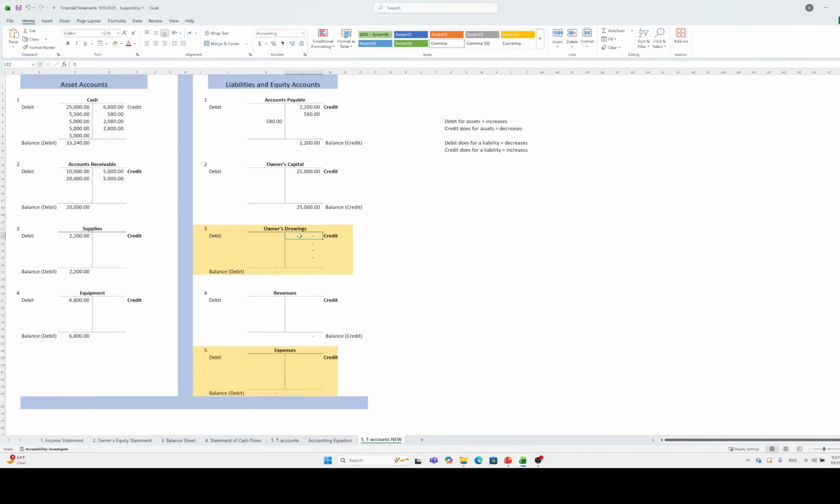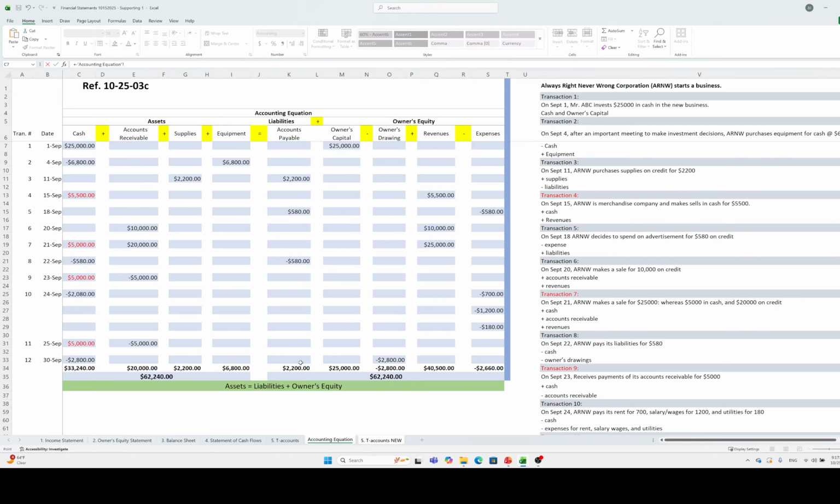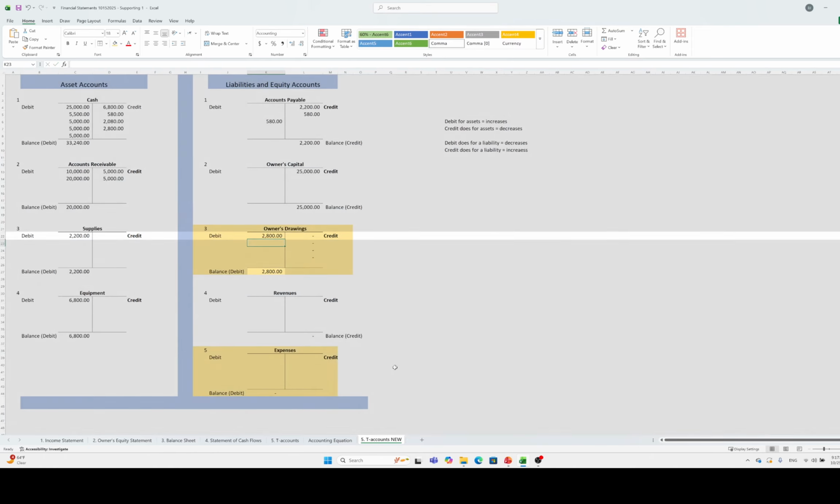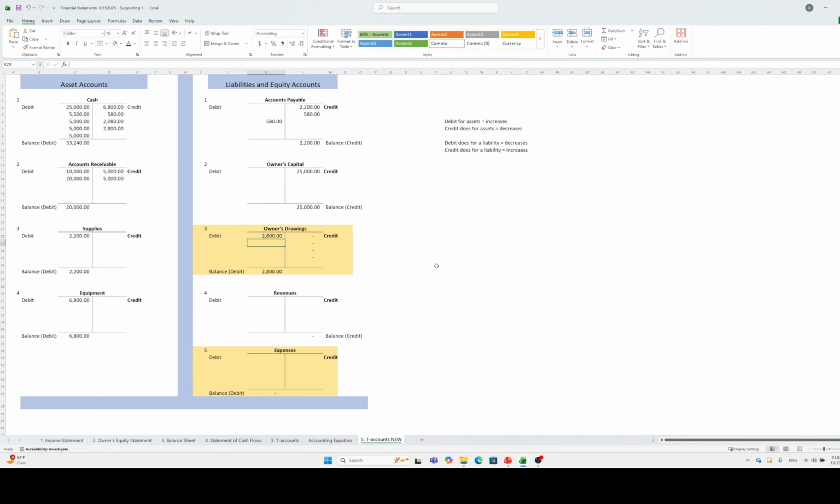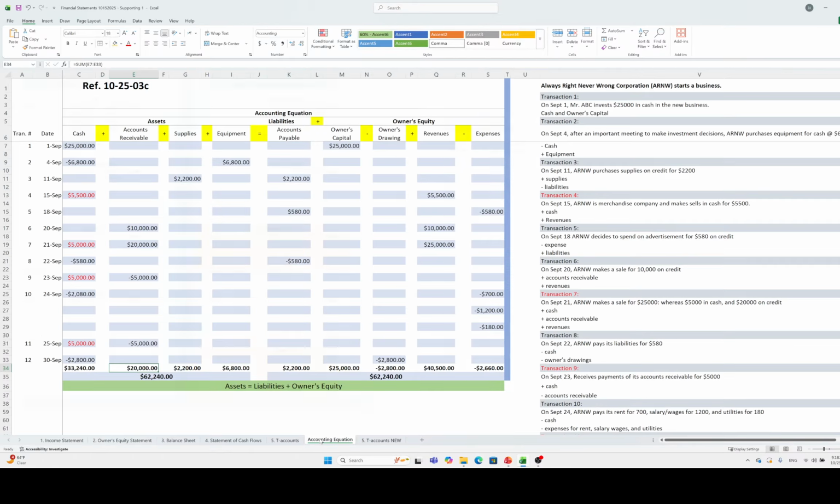So the owner withdrew money, we gotta put it minus, for $2,800. So we've got $2,800. It has a balance of $2,800. Then revenues. So revenue normally has a credit balance. So whenever we sell, credit increases sales regardless if it's on account or cash, and it doesn't matter.